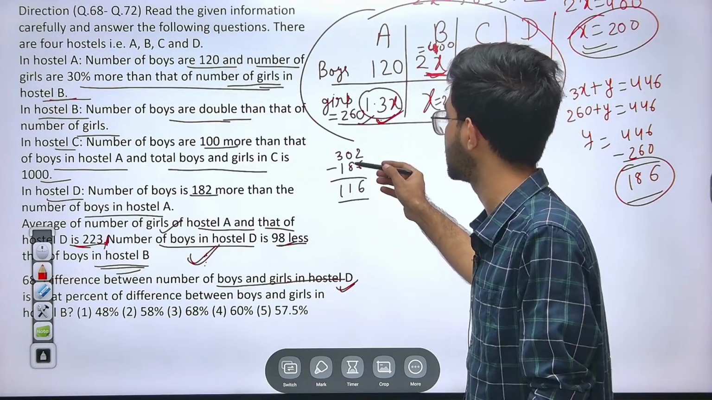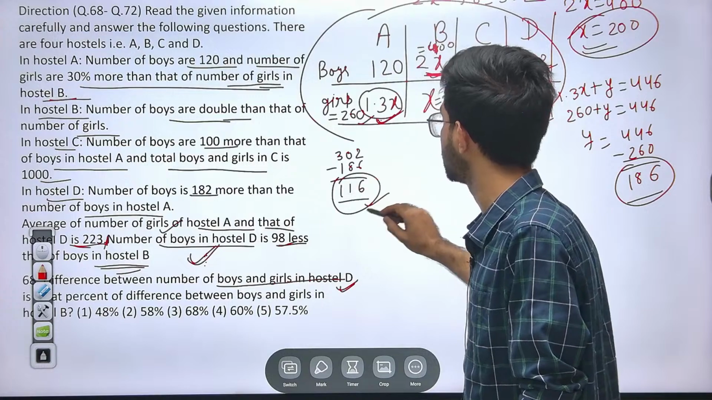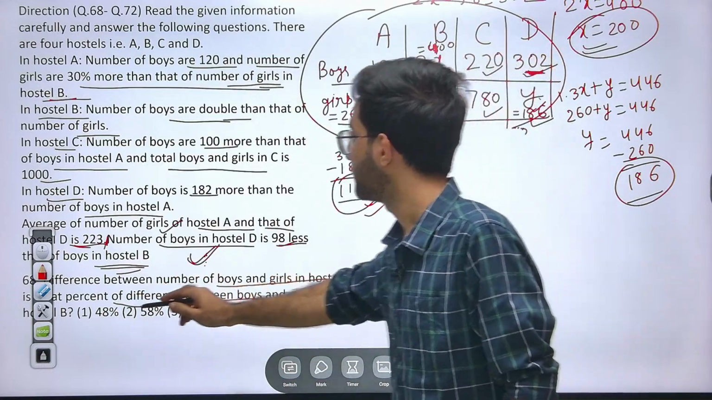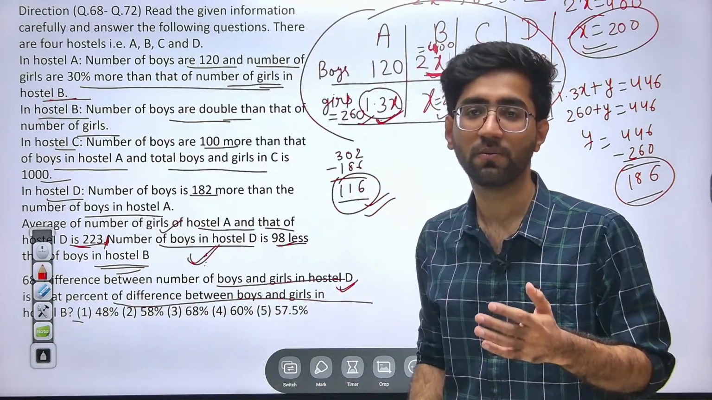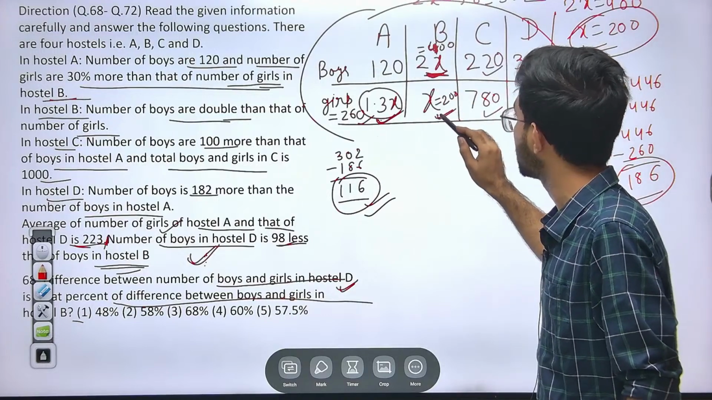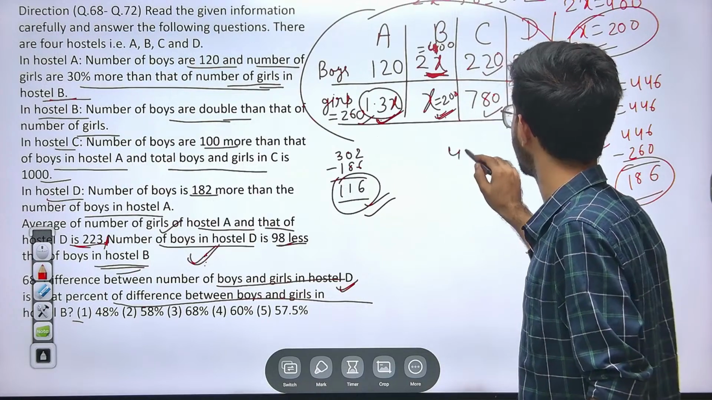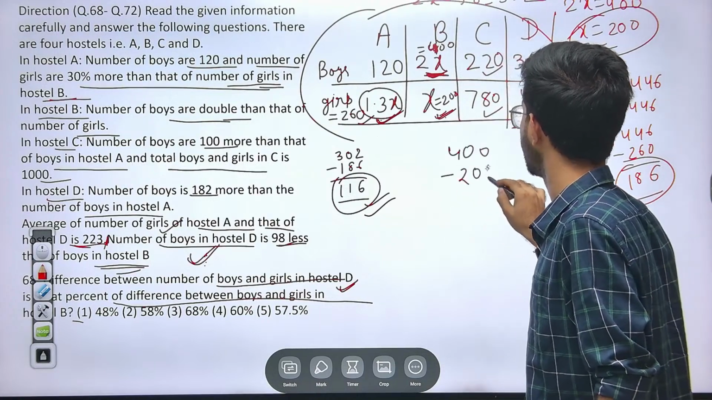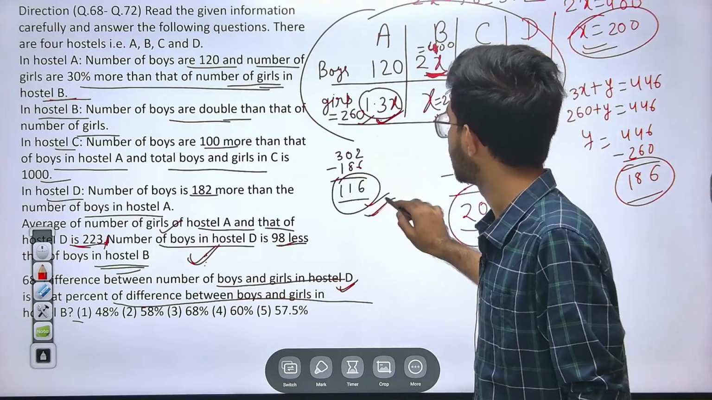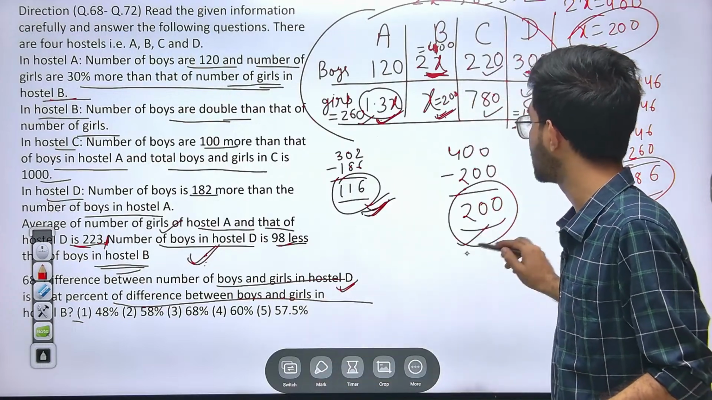12 minus 6 is 6, then 9 minus 8 is 1, so 2 minus 1 is 1. So this difference is 116. It is what percent of the difference between boys and girls in hostel B? Now we have to look at the number of boys and number of girls in hostel B, right? So 400 minus 200, that is obviously equal to 200, right? Now you have to answer that 116 is what percentage of 200.